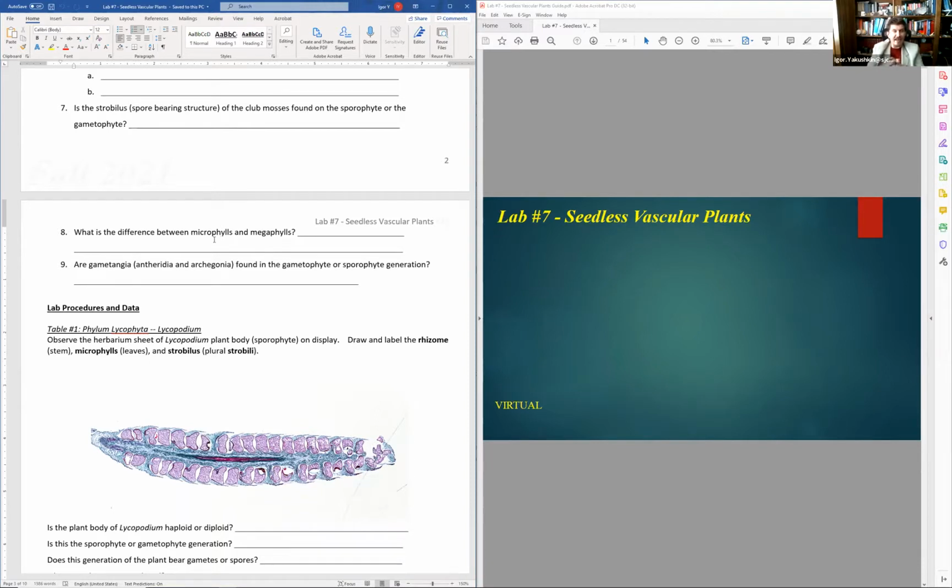Are the gametangia, the structures which produce gametes, antheridia and archegonia, found on a gametophyte or sporophyte? So gametes would be found on the plant which produces gametes. Phyte means plant, so the gametic plant essentially. So it will be found on the gametophyte.